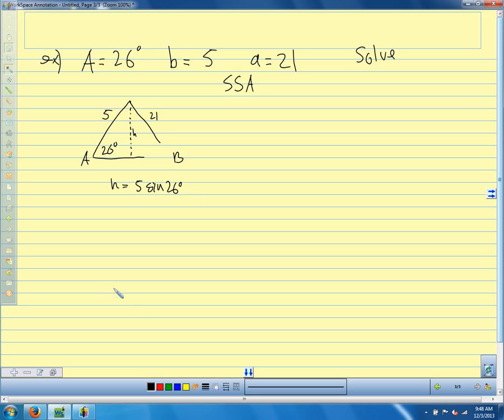Well, is 5 sine 26 going to be larger or smaller than 5? Smaller, because the sine of an angle is between -1 and 1, and we have a first quadrant angle, so it's going to be between 0 and 1, right? So this is going to be less than 1. So our height is going to be less than 5, so this is larger than this side. 21 is larger than 5, and 21 is larger than the height. So we have one triangle.